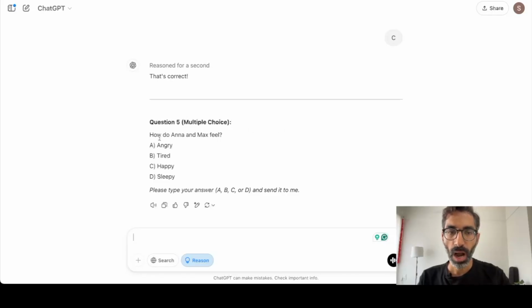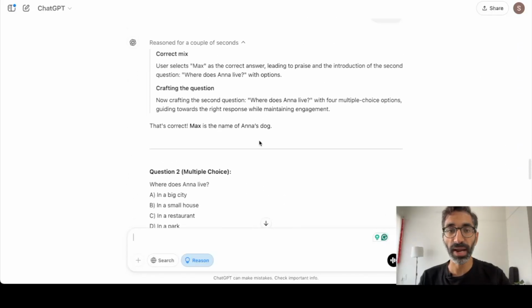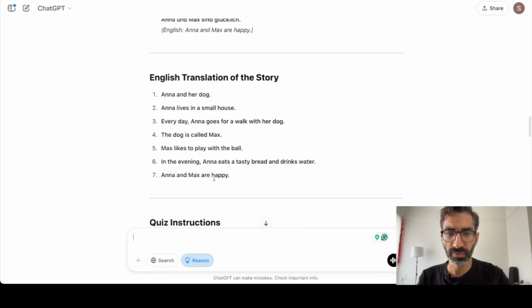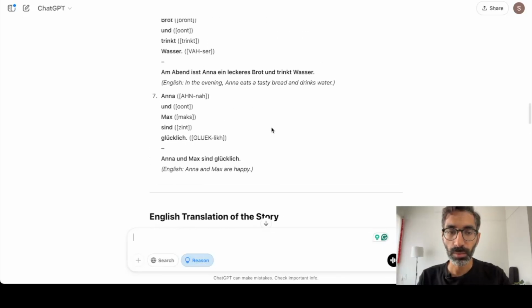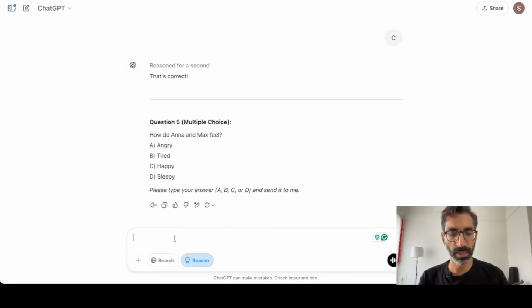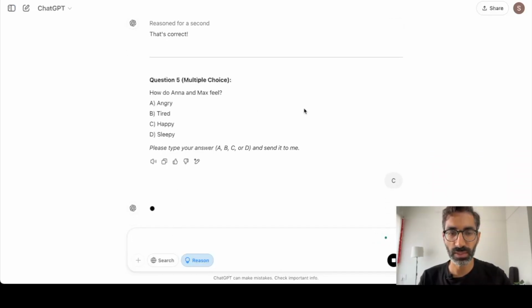Absolutely correct. How do Anna and Max feel now? I have to find a word for the feeling. From what I can remember, the feeling was happy, but let's see if I know the German word for it. The German is Anna und Max sind glücklich. Happy is glücklich. Okay, I can try and remember that. Glücklich is happy. So they are feeling happy. Let's see if this is correct.